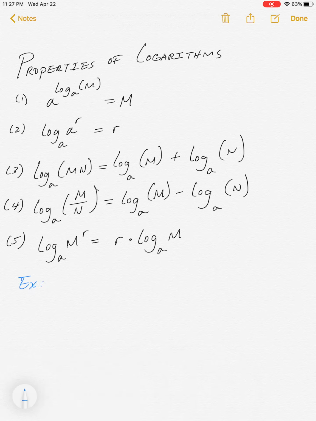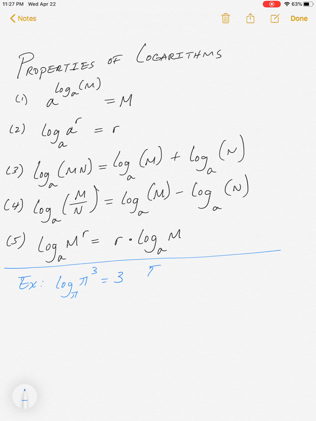Alright, so the first example, we have log base pi of pi raised to the third power. Notice we have a log and the base and the expression are the exact same. If we look at property number 2, we'll see that the solution is just the exponent. Easy enough.